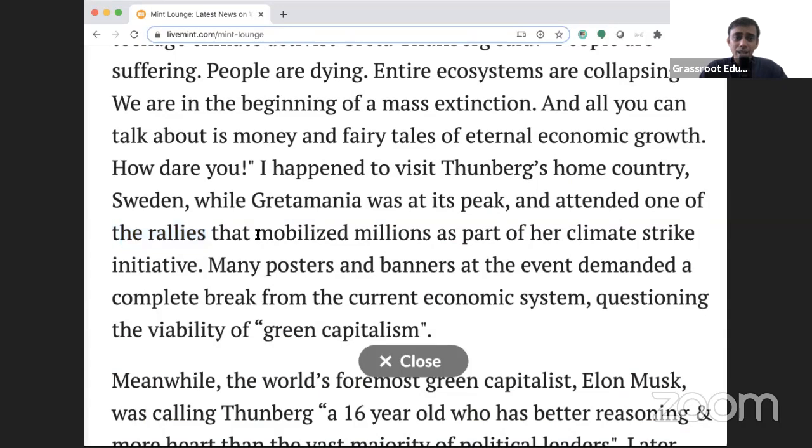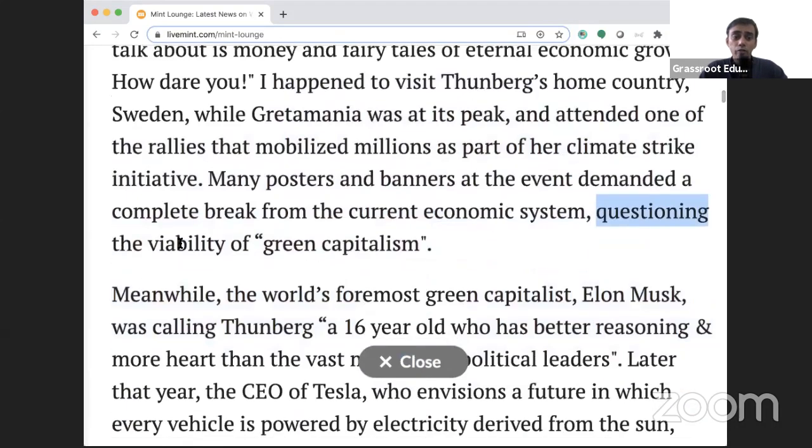Attended one of the rallies that mobilized millions as part of a climate strike initiative. Many posters and banners at the event demanded a complete break from the current economic system. Okay? Questioning the viability of green capitalism. What do you mean by the word green capitalism? A very nice phrase here.